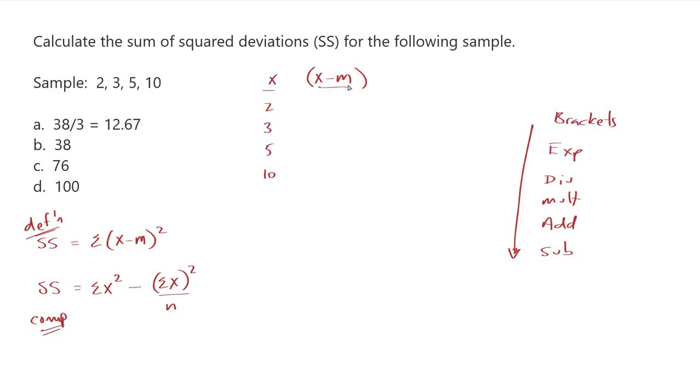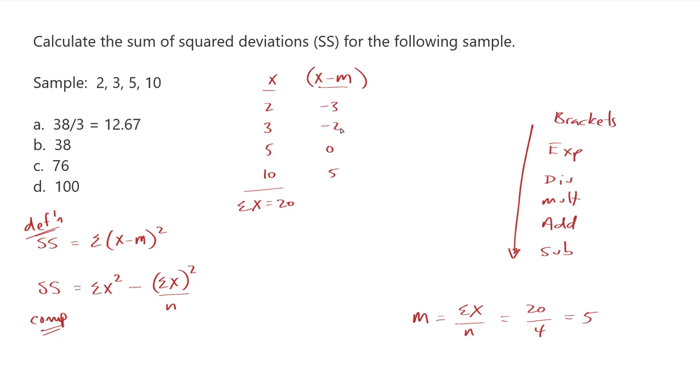But in order to even get started doing that, I need to know what my mean is. And so I have to do the sum of x over n. So I'm going to add up my values. 2 plus 3 is 5, plus another 5 is 10, plus another 10 is 20. So I've got 20 divided by 4 different values. My mean is 5. So I'm going to take each one of these scores and subtract 5. 2 subtract 5 is minus 3. 3 subtract 5 is minus 2. 5 subtract 5 is 0. And 10 subtract 5 is 5.